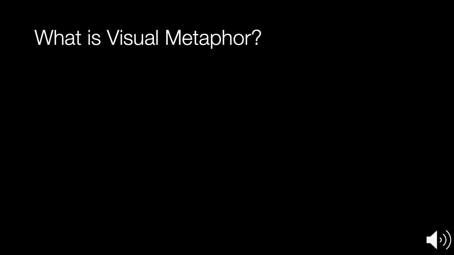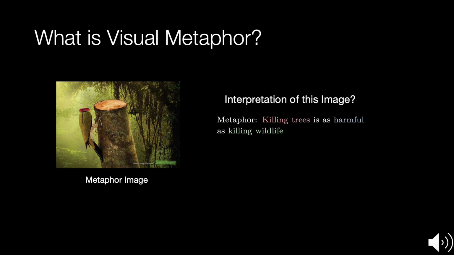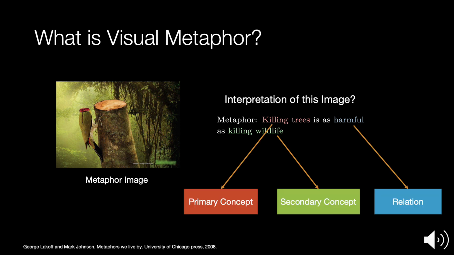What is a visual metaphor? Visual metaphor is an image that requires non-literal interpretation, in which a concept is compared to a seemingly unrelated concept via some shared attribute. For example, how do we interpret this image? This is a metaphorical image where the concept killing trees is compared to killing wildlife with the relationship harmful. Metaphors have a simple syntactic structure of A as B, where A is referred to as the primary concept, and B as the secondary concept, and the relation harmful between them.